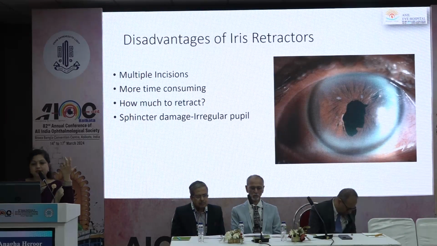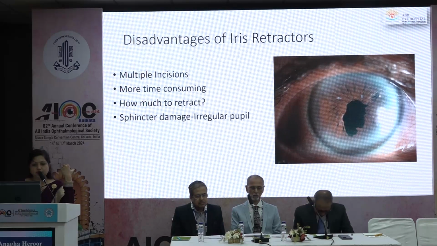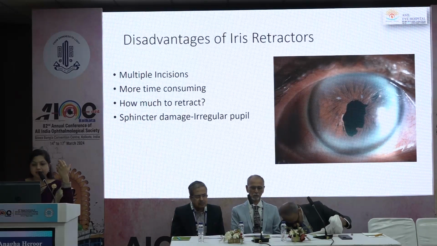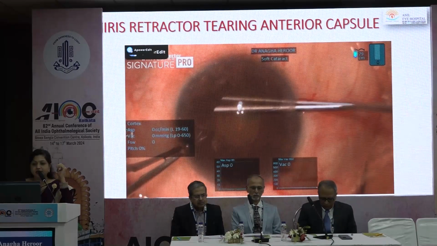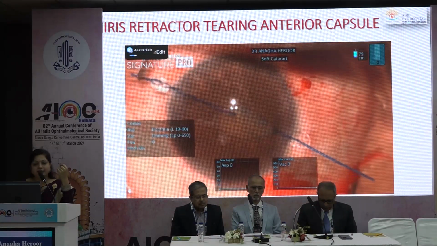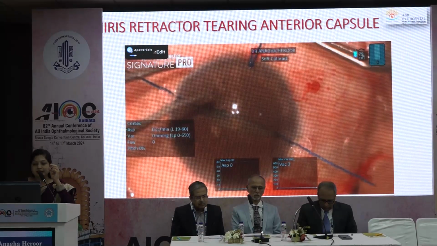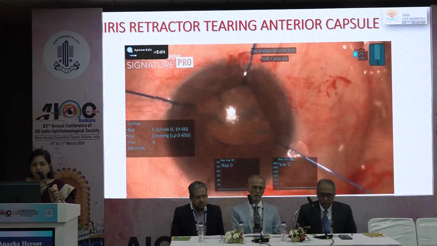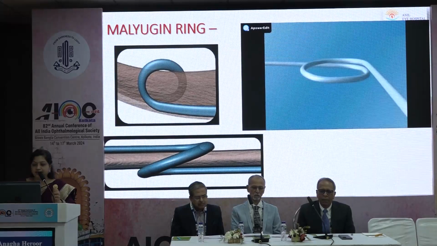You can have disadvantages of iris hooks causing sphincter damage like this, so you need to know how much to retract. This was the case that I said where I had the tearing of the anterior capsule. So you need to be very gentle and use it in a very delicate manner.